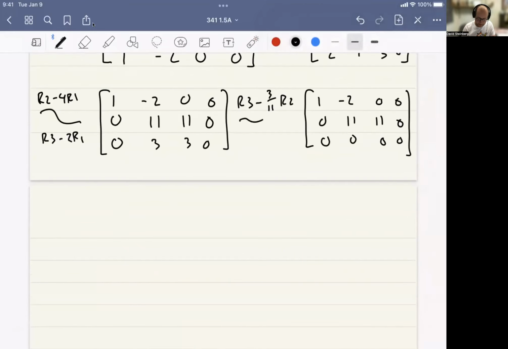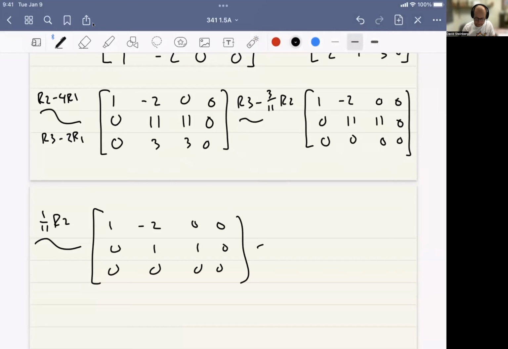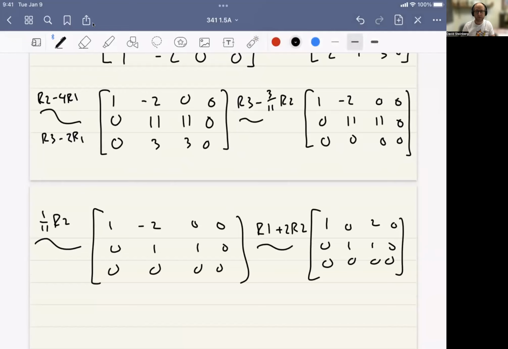Now let's scale the second row by 1/11: 1, -2, 0, 0; 0, 1, 1, 0; 0, 0, 0, 0. And then we'll do row 1 plus 2 row 2 to get 1, 0, 2, 0; 0, 1, 1, 0; 0, 0, 0, 0. Now we're in reduced row echelon form.